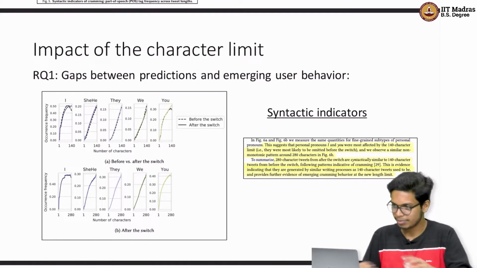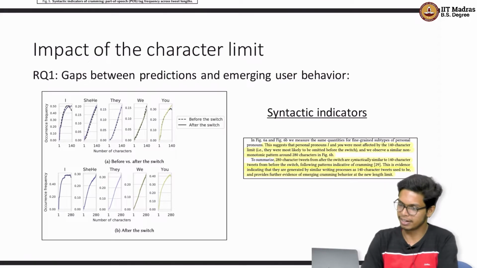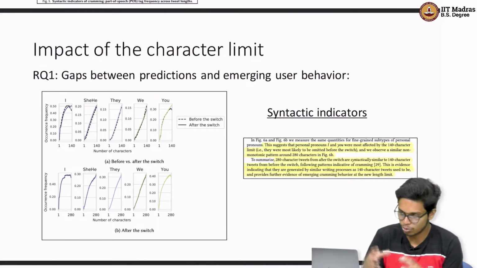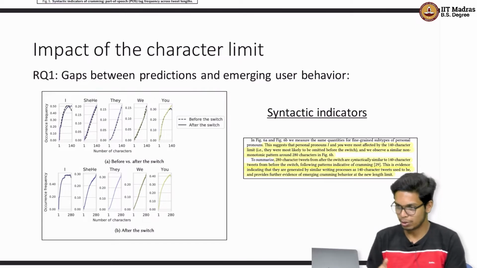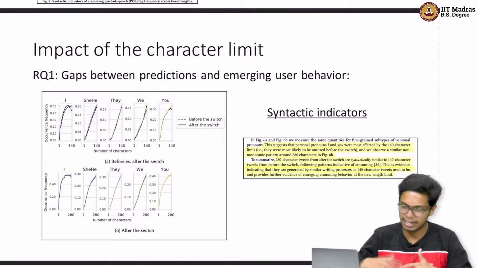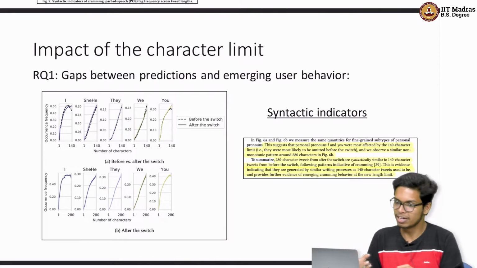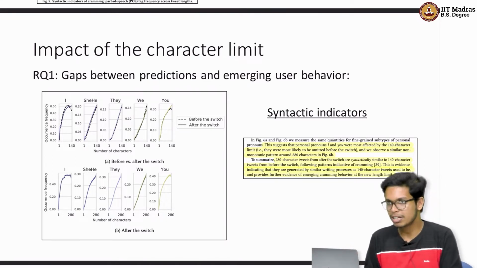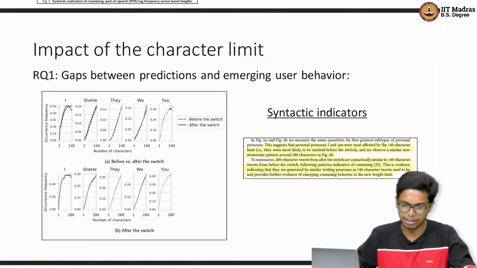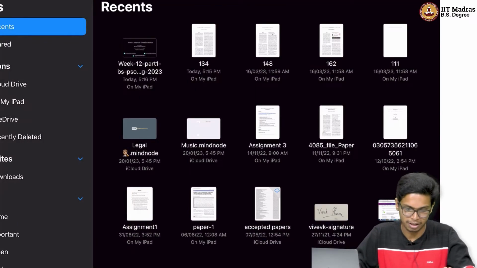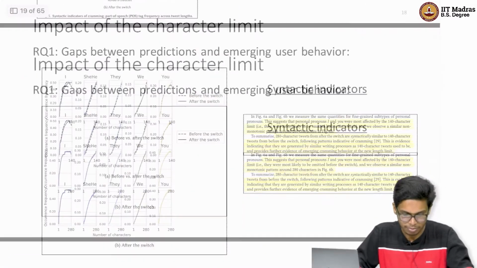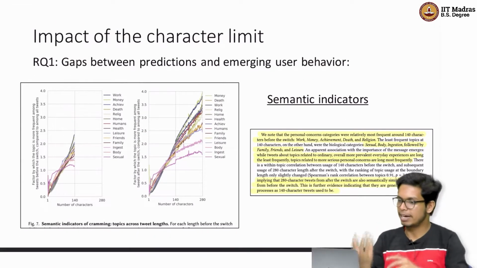Similarly, still in the realm of syntactic indicators, they saw that the users who were cramming a lot of their content into the character limit removed indicators like I, he, she, they, we, because they are non-informative, but you can still communicate the broader idea that you want. The second part was the semantic indicator.